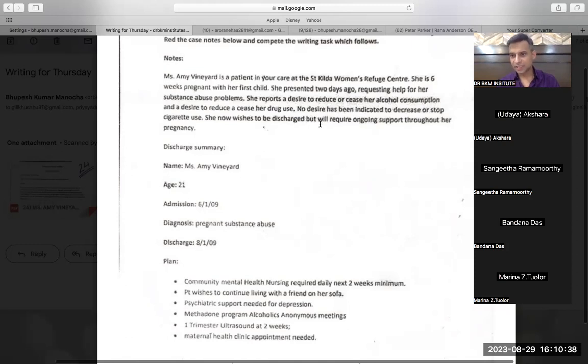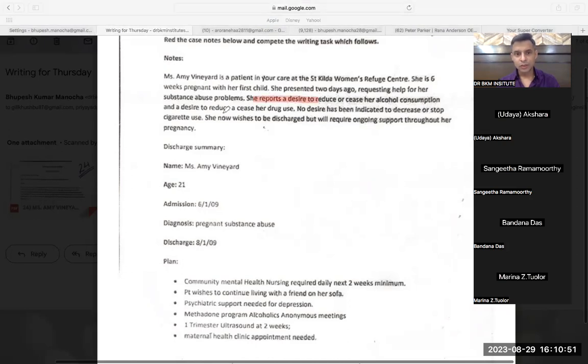She now wishes to be discharged, but will require ongoing support throughout her pregnancy. So if you understand this, this is the main purpose of the letter: that the patient came to you to reduce her drug use. Now the main thing is that she requires ongoing support throughout her pregnancy. So this is the main purpose of the letter, that during her pregnancy of 9 months, she wants support.